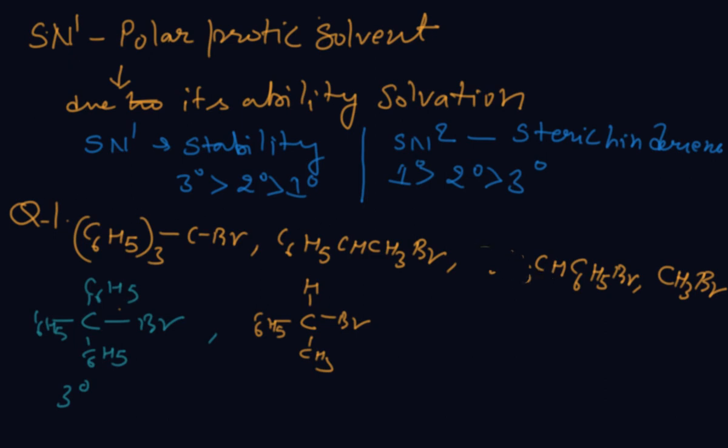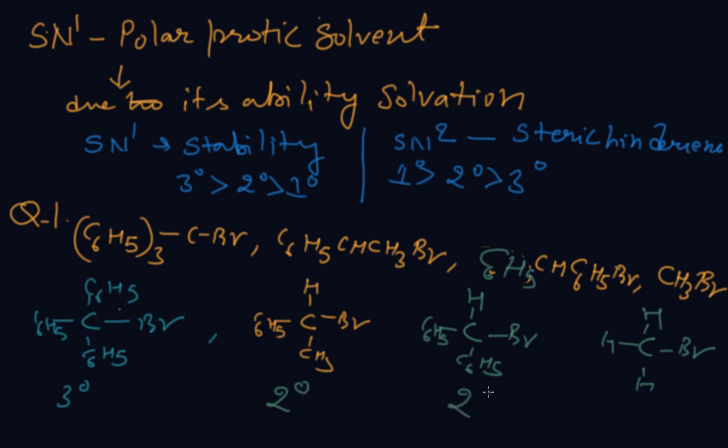We can go with the same example. We can put here C6H5, no problem. Now open this. What is this? C6H5, and this is again C6H5. This is Br and this is H, and this is simple CH3Br. It is clear, my dear student. This is 3 degree, but this is 2 degree, and this is 2 degree. Now the problem is that whenever two are 2 degree, which will you take first in SN1 and which will you take first in SN2?